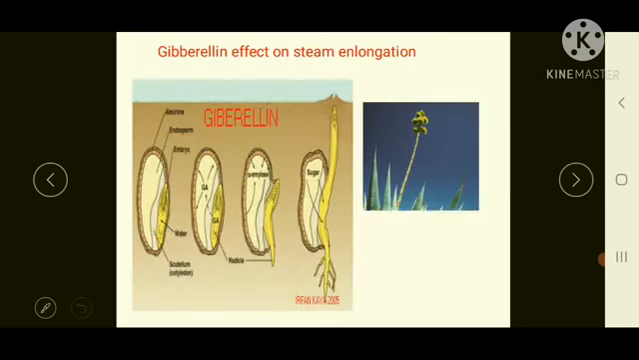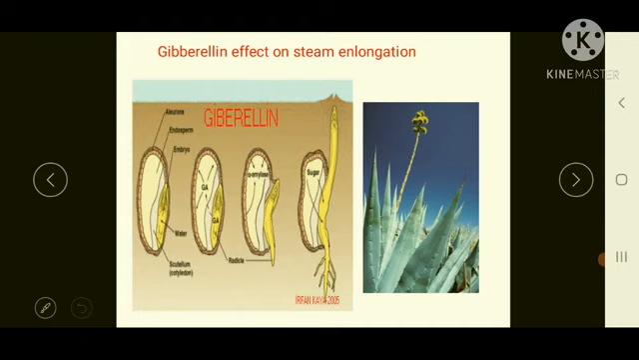Here is the effect of gibberellin in a seed and in the stem. Here there is a seed with the embryo and the endosperm, and in the presence of water, the embryo grows into the seedling, and the endosperm is used as food for the seedling. There is a radicle here, and in the presence of the enzyme alpha amylase the seedling becomes germinated. This is by the help of the gibberellin hormone.